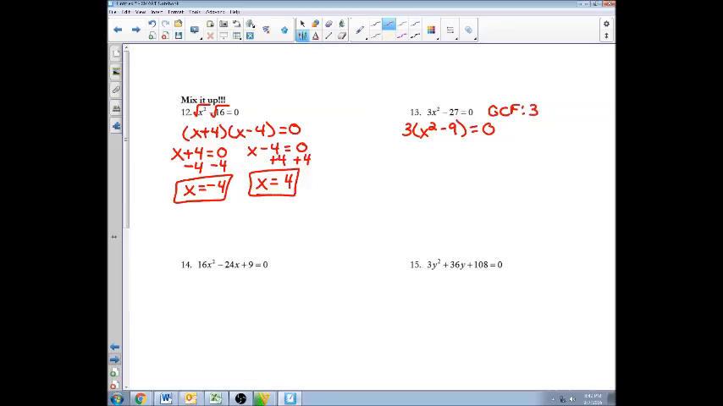Is x squared a perfect square? Yes, it is. Is 9 a perfect square? Yes, it is. Well, the square root of x squared would be x. The square root of 9 would be 3. So this would be 3 times x plus 3 times x minus 3. All that would be equal to 0. Set everything equal to 0.